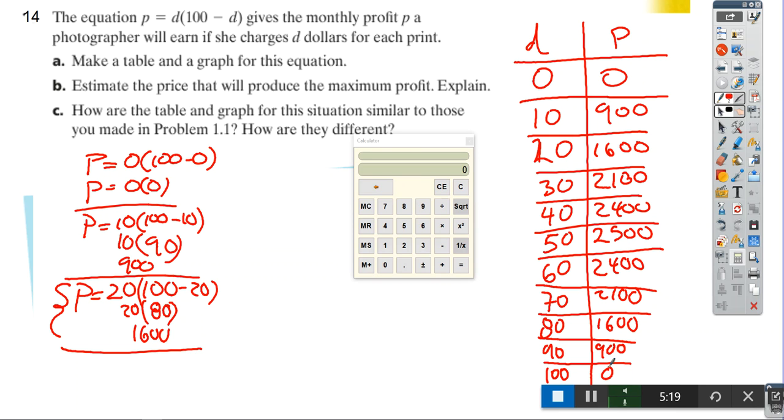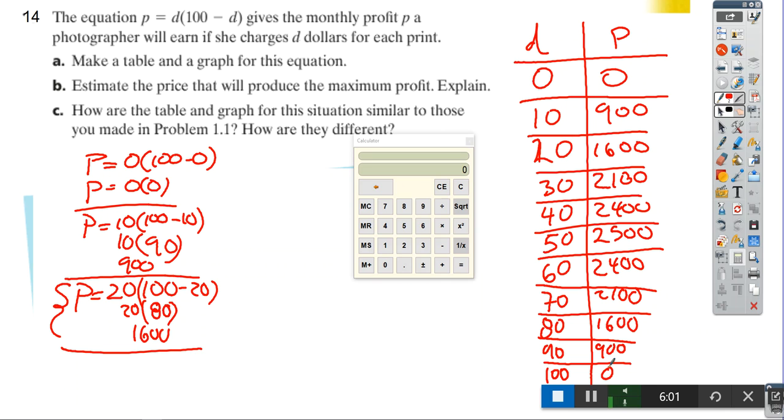Now, if we charge $50 per print, will we sell out? No, we won't. However, that's where our maximum profit is. So when companies figure out the pricing of an object, they are not trying to sell as many as they possibly can. They're trying to maximize their profit. So they're picking the price at the apex or the vertex of their parabola, not necessarily how much they can get for how much they can sucker one person into spending for it.